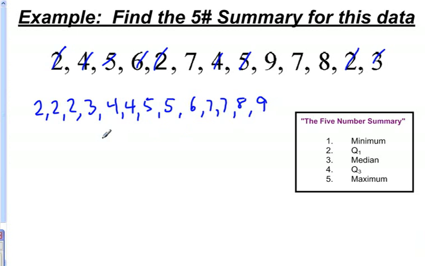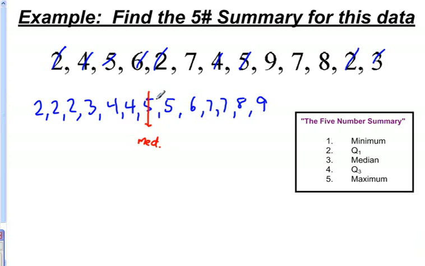13 divided by 2, 6.5. It looks like I've got to go 1, 2, 3, 4, 5, 6. There's 6 numbers right there. 1, 2, 3, 4, 5, 6. There's 6 numbers right there. So I've got 6 numbers on each side, which means this 5 is left right down the middle right there, which means that 5 is my median. That 5 is the median right there.